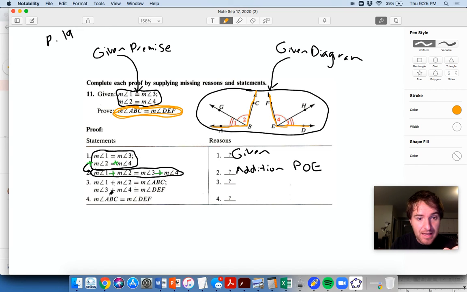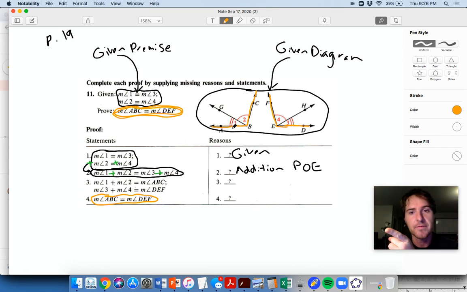This is going to be my last step. Look at this here, they already put it in. Your last step is what you need to prove. So in order to get to that last step, you need to say something about measure of angle ABC. You need to get measure of angle DEF into the proof. So the question is, what can I say about measure of angle ABC? What's an observation I have? What's a rule? What's something we've studied so far?